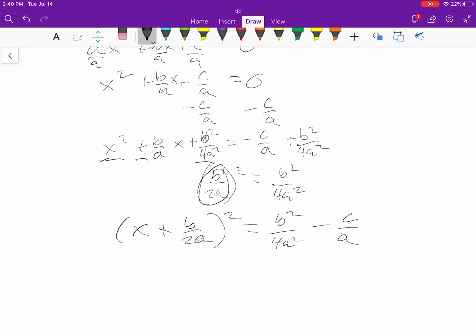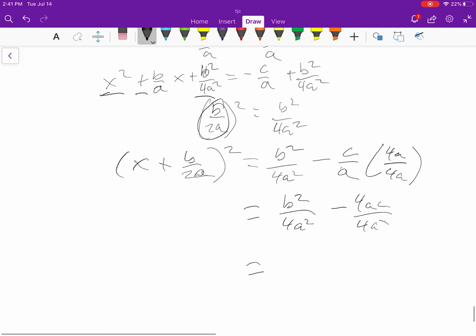Okay, and what you're going to do on the right-hand side is you're going to make it one common denominator. The common denominator is 4a squared. So we need the c over a to be a 4a squared on the bottom. So you're going to multiply it by 4a, top and bottom. Doesn't change anything when you do that. And you're going to then have b squared over 4a squared minus 4ac over 4a squared, which then can be combined into a single term of b squared minus 4ac over 4a squared.